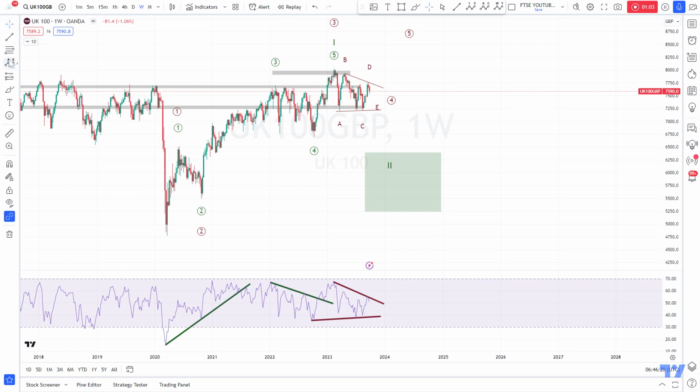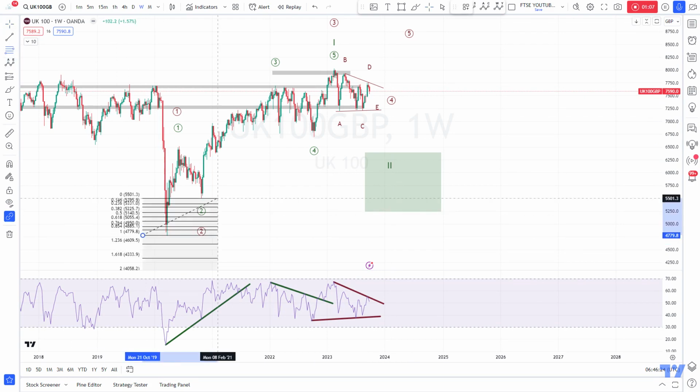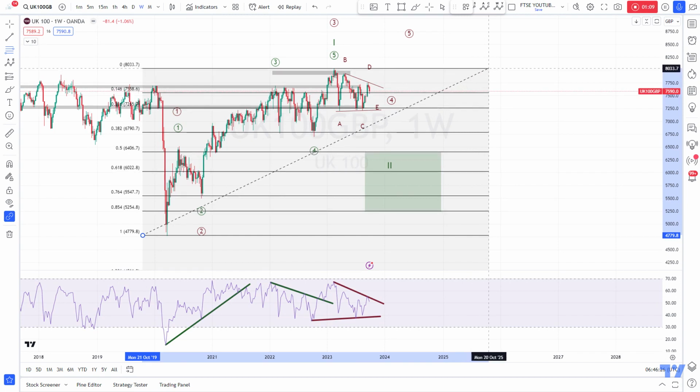The wave 2 is supposed to go here into this area between the 0.5 and the 0.854 Fib retracement. As you can see, we still have some distance to travel for this to play out.